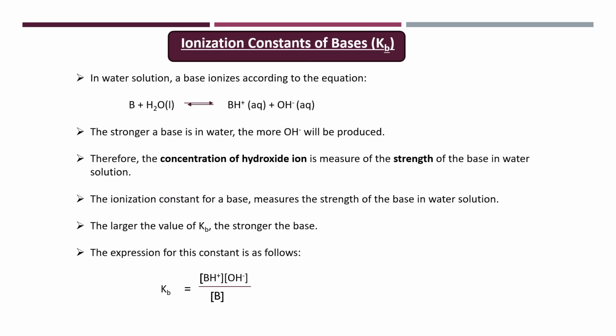Ionization constants of bases, Kb. In water solution, a base ionizes according to the equation B + H2O ⇌ BH+ + OH−. The stronger a base is in water, the more hydroxide ion will be produced. Therefore, the concentration of hydroxide ion is a measure of the strength of the base in water solution. The ionization constant for a base measures the strength of the base in water solution. The larger the value of Kb, the stronger the base. The expression for this constant is as follows. Kb is equal to the concentration of BH+ ion multiplied by the concentration of hydroxide ion divided by the concentration of base.